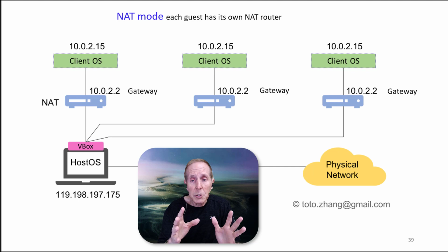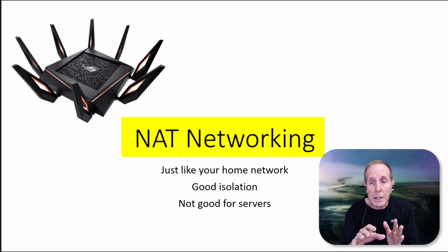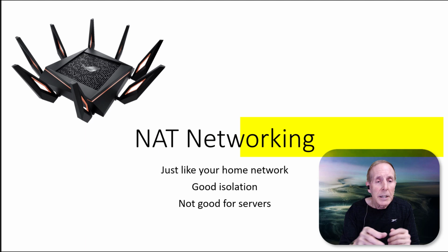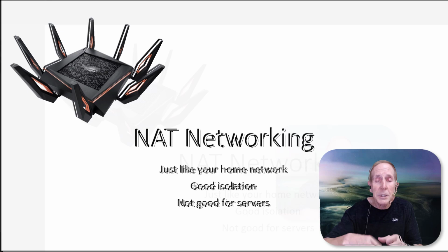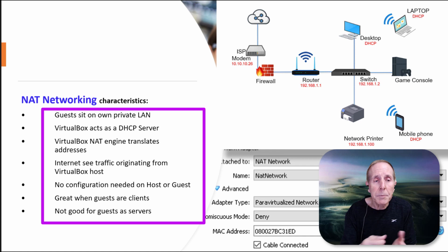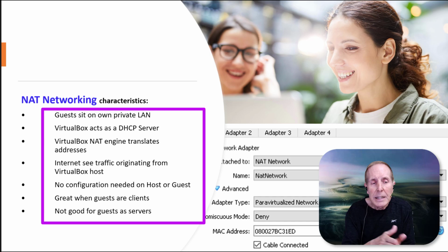There are other choices. Now, the next networking mode is called NAT networking. It's different than NAT. NAT networking is a different type of NAT. It's just like your home. You've got a router, a main central NAT device and a firewall and a router, and everybody else is behind that device. It gives you good isolation. It's not good if you're trying to host servers on VirtualBox, because then you have to port forward to get through them. Now, NAT networking basically allows VirtualBox to act as a DHCP server. You get a NAT engine that translates private IP addresses to public, if that's the case. The internet sees your VirtualBox as the origination of traffic. No configuration is needed on host or guest. It's great for guest OSs that are clients. It's not good for a server environment.